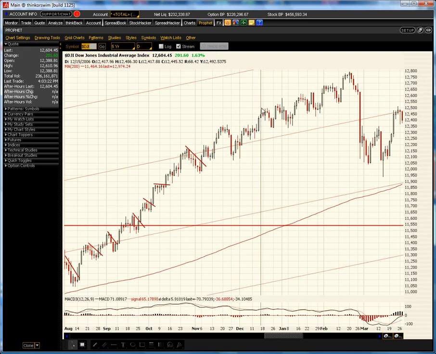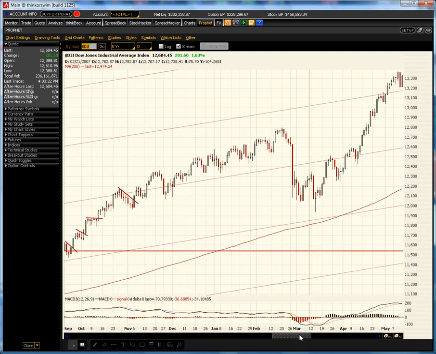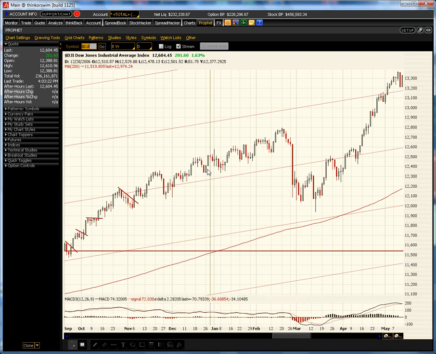Here's another rounding top, another rounding top, another rounding top. Rounding tops don't necessarily mean that the market will decline right after a rounding top, but it is a way for us, remember, to determine the probability of a future price movement.